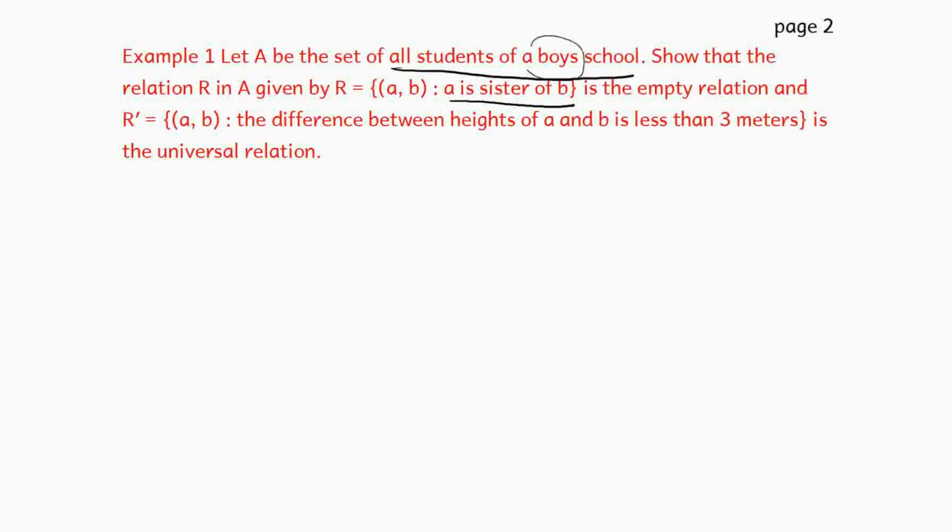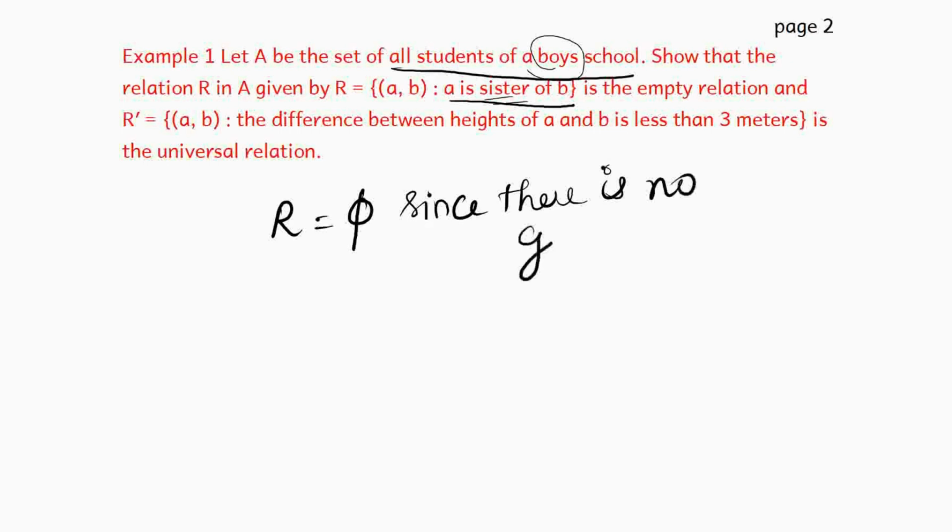The given set A is the set of all students containing only boys in the school. So there is no chance of girls. That is, a is a sister of b is the relation they have given. There won't be girls in the school, so the relation is going to be false. So the relation is an empty set since there are no girls in the school.